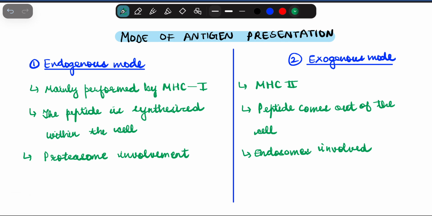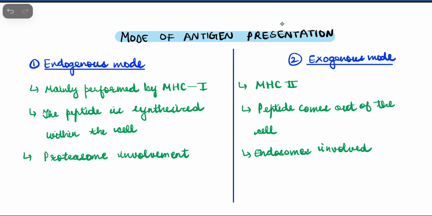Hello dear learners, in today's class we are going to start with the mode of antigen presentation by the MHC molecules. In our last class we talked about the details of the structures of MHC class I as well as MHC class II. Today we have to learn how these classes of MHCs present a particular antigenic peptide on the surface of the cell so that the T helper or T cytotoxic cells can easily identify it.